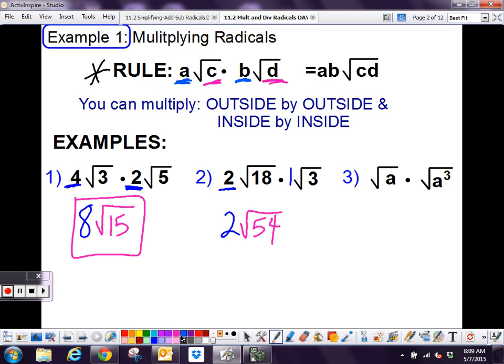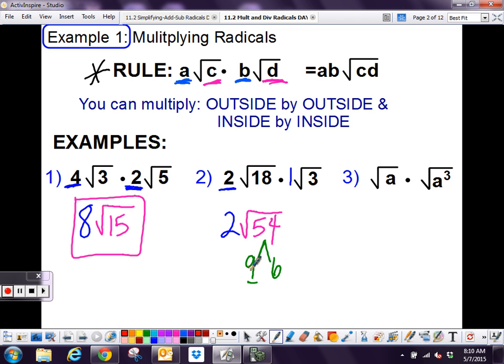Okay, but here I need to look at this 54, and there are perfect squares in 54. Remember, you want the biggest perfect square. So I have 9 times 6. And remember, here's how you know you have the biggest one. If I look at this 6, because 9 is my perfect square, if I look at 6 and there's still factors of 6 that are perfect squares, then I didn't get the biggest one. You want the biggest one from the very beginning.